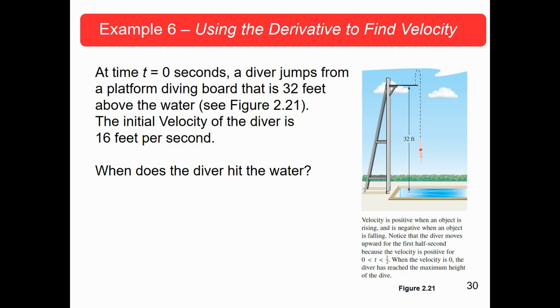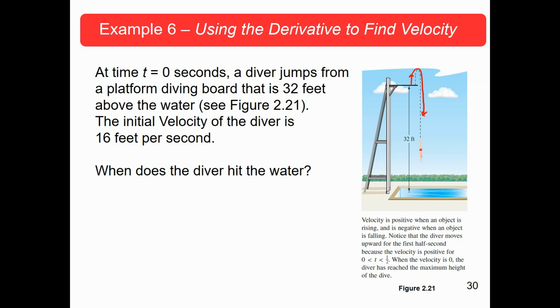Now, the initial velocity of the diver is 16 feet per second. So that means he's going up at 16 feet per second because it's a positive velocity, right? We know that velocity has direction. And we can see that he's going to go up, he's going to come down and do this. So we have like a parabola, right? This is a parabolic function.